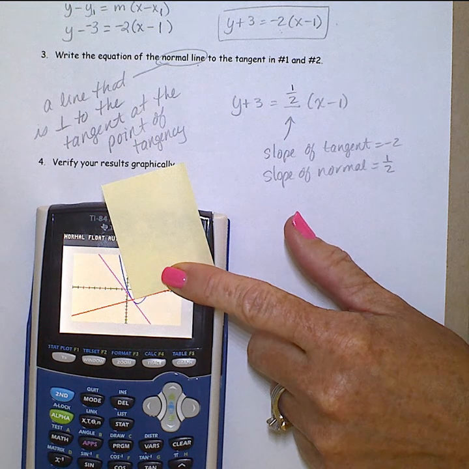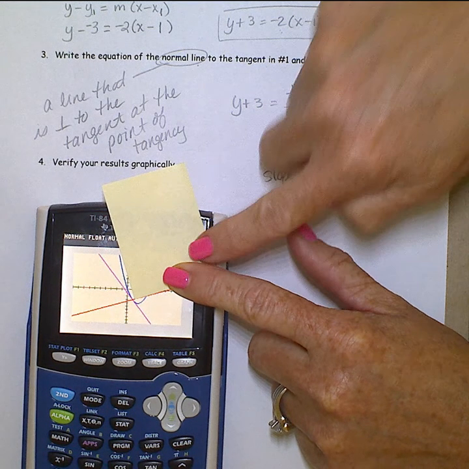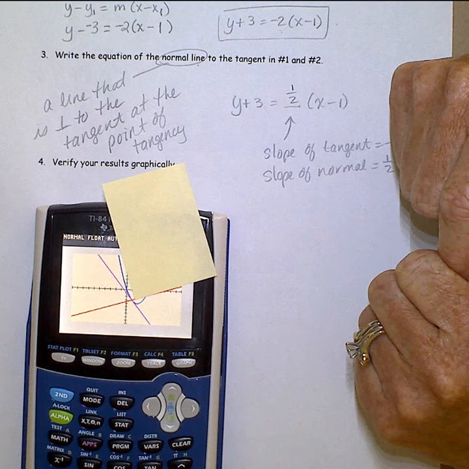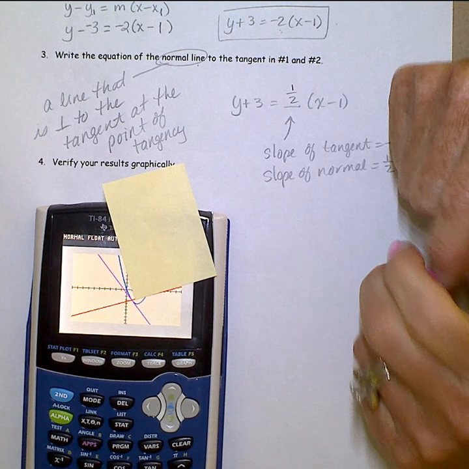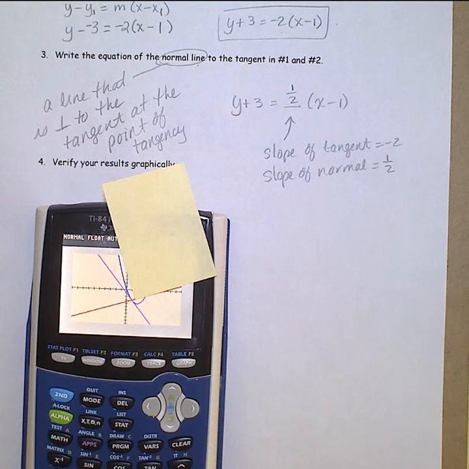Why? No, it isn't the point of tangency. It just doesn't look like a right angle. How come? Because the window is not square.